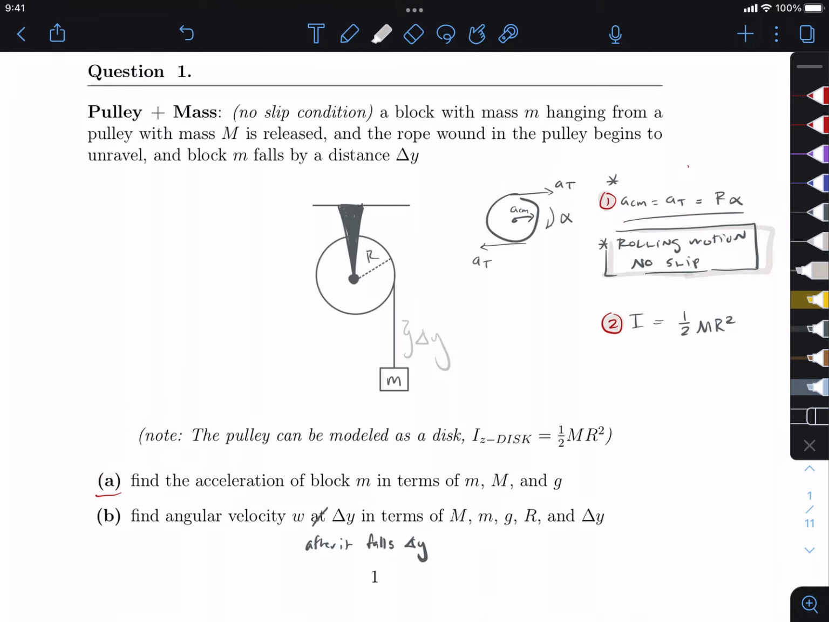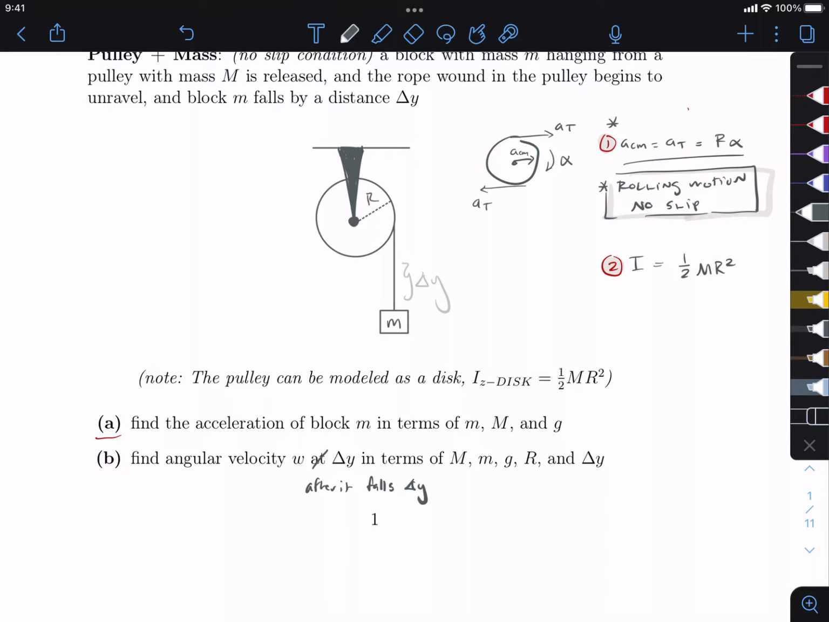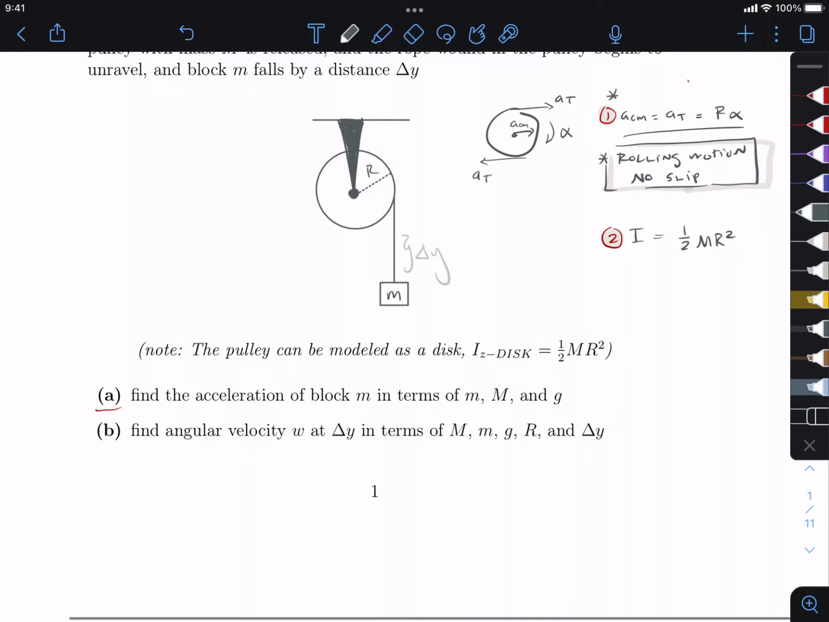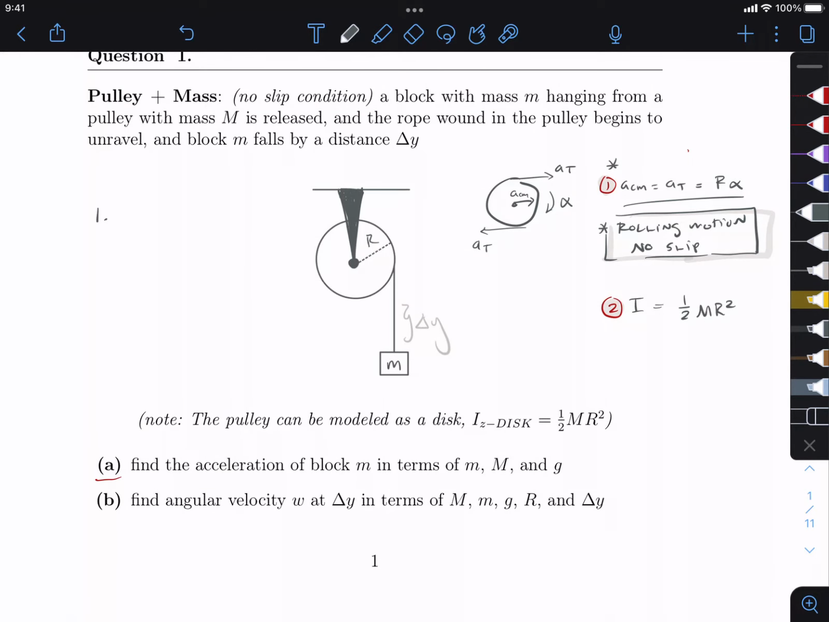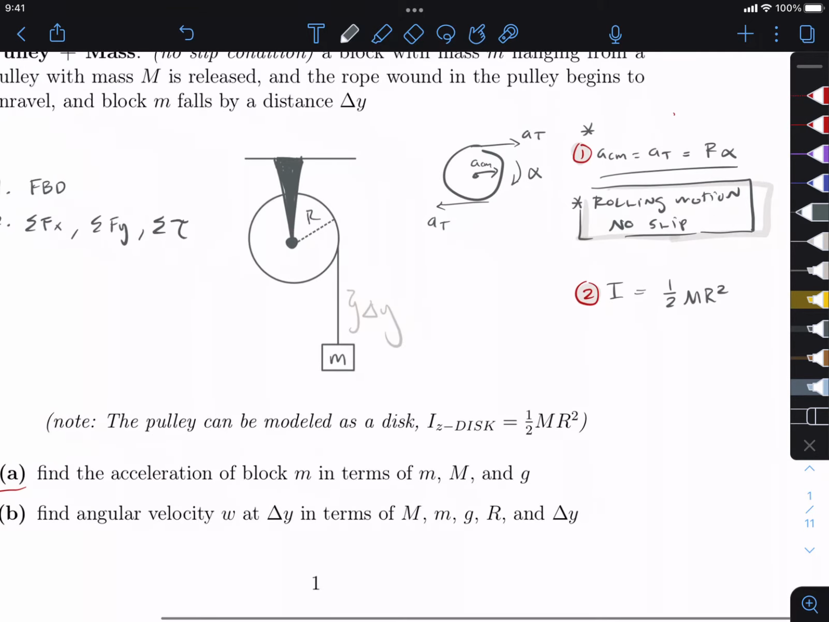So for part A, we're asked to find the acceleration of block M in terms of little m, large M, and g. Okay, so the way that we're going to do this is systematically, okay? I'll erase this for right now. We'll talk about that for part B later. Okay, so systematically, what I'm going to do is 1, I'm going to set up my free body diagram. 2, I'm going to do sum of forces. So sum of forces in the x, sum of forces in the y. And for our angular dynamics, we have one other thing happening, sum of torques. So if an object is spinning, or if it has some kind of angular acceleration, we know that we have a torque. In this case, we're going to write this as number 3, something that's important to know.